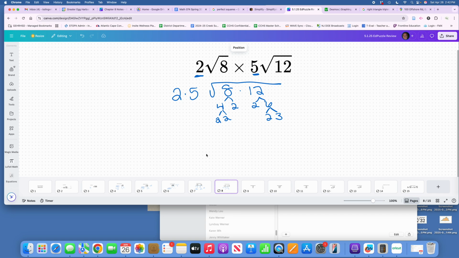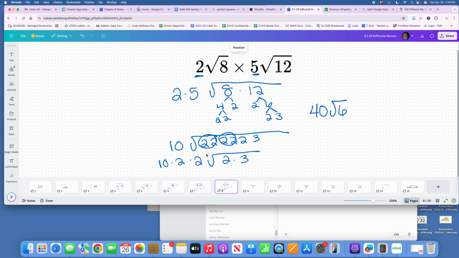Okay, so now on the outside of my radical, I still have that 2 and that 5, so I'm just going to call that 10. On the inside, I have 5 2s and 1 3. Okay, so I have a pair of 2s. So I've got 10, I've got 1 2. I've got another pair of 2s, and then I've got 2 times 3 on the inside. So on the outside, I have 10 times 2 times 2, which is 40. And on the inside, I have 6.